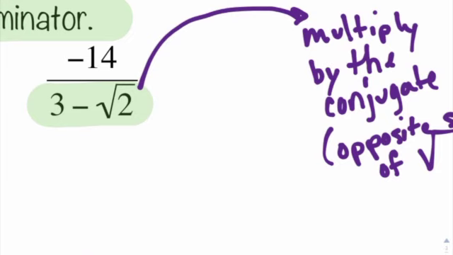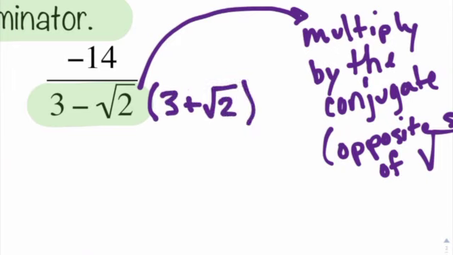So unlike when it's just a radical, it's easy. You just multiply by the same thing. With a conjugate, when you have multiple things with a radical, in order to get rid of it, you have to multiply by the conjugate, which is multiply by the same thing, but the opposite sign of the radical. And so instead of 3 minus radical 2, we multiply by 3 plus radical 2 on the top and on the bottom.